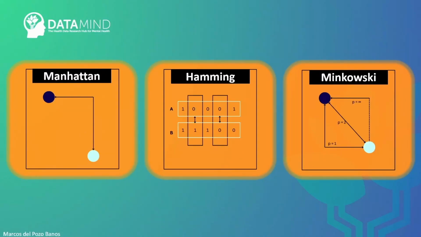Then we have Manhattan and Hamming distances, which are intended for binary data. Then we have the Minkowski, which has a parameter where, based on the value of the parameter, we can create other distances, such as the Euclidean, for example, or the Manhattan.